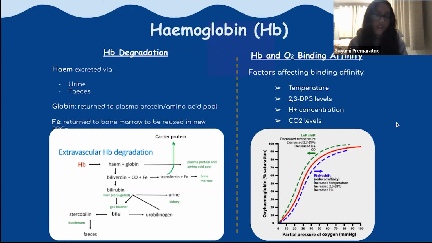On the graph, you'll probably get asked a lot about right shift and left shift. So right shift pretty much means decreased affinity. So think about exercise and an increase in those factors that I've listed there. And then a left shift means an increased affinity. So they're more attracted to each other, and it'll just be the opposite of what I said.